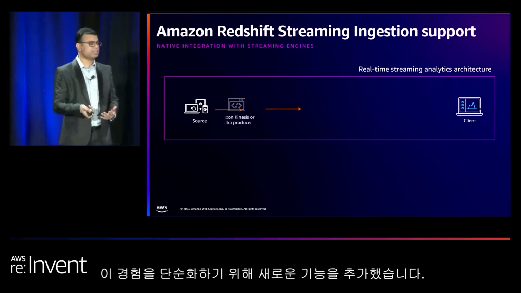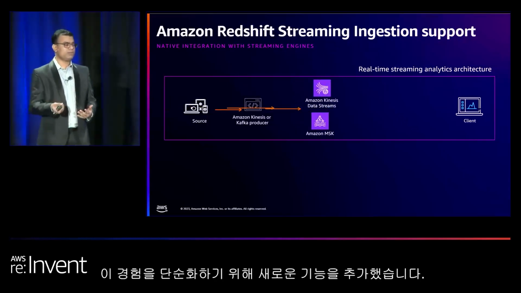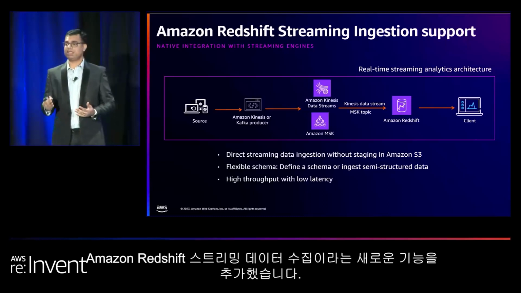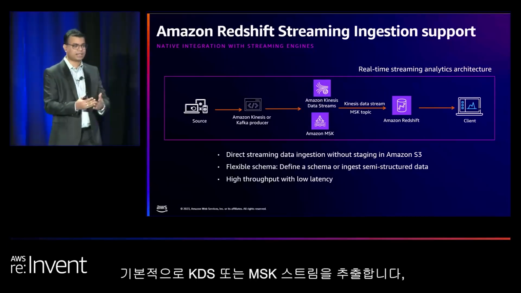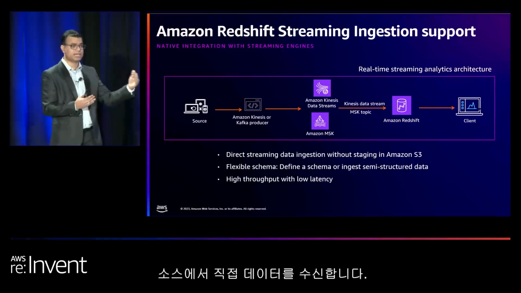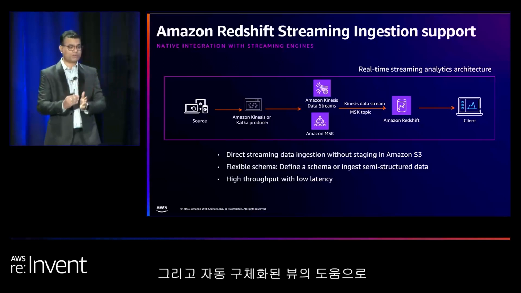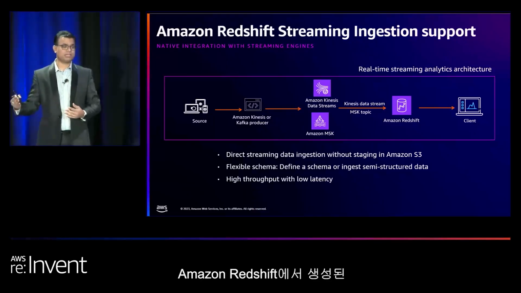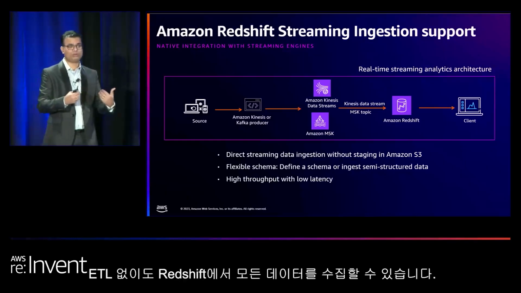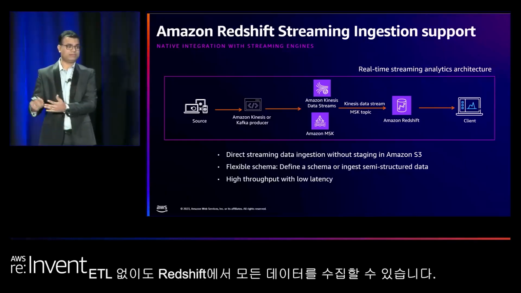To simplify this experience, we added a new capability called Amazon Redshift Streaming Data Ingestion. What it does, basically, is that KDS or MSK streams receive the data directly from sources, and with the help of automatic materialized views created in Amazon Redshift, you will be able to ingest all your data in Redshift without any ETL.